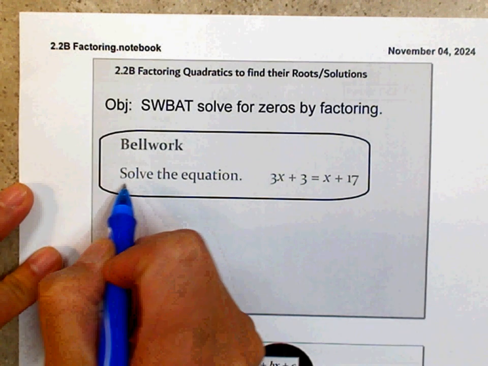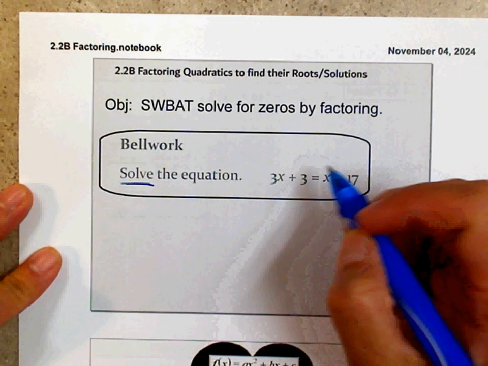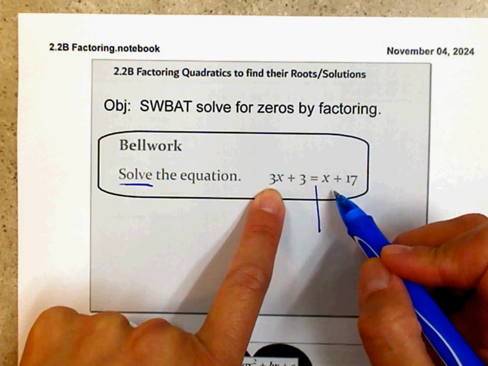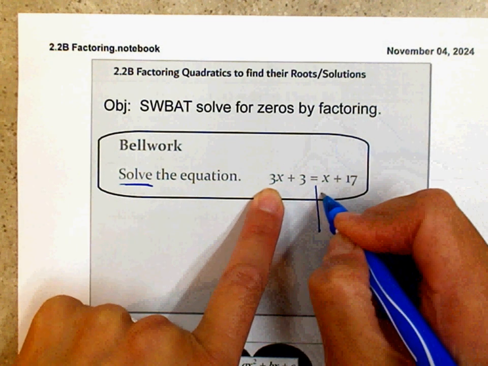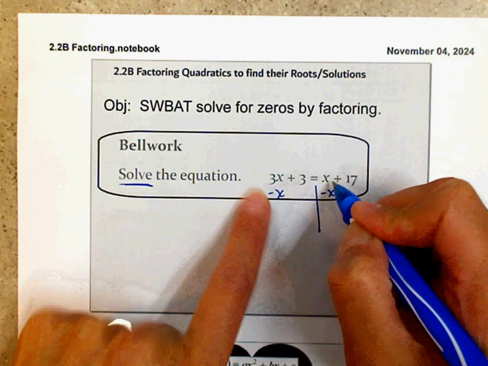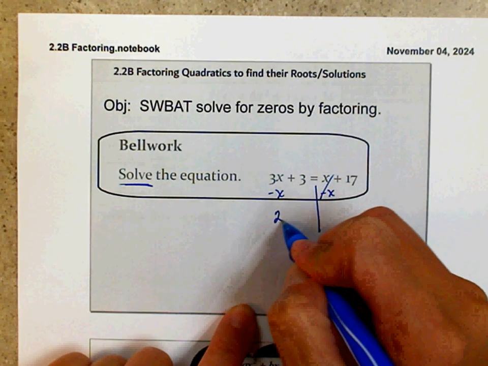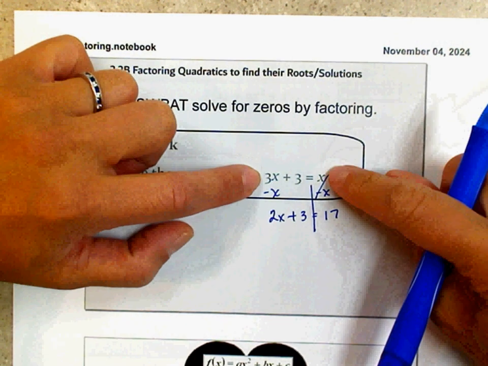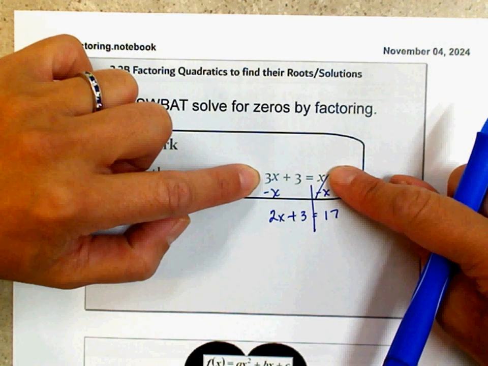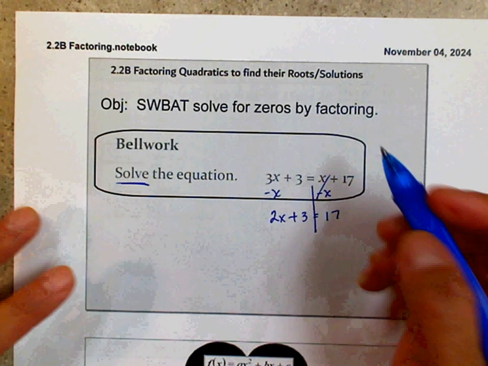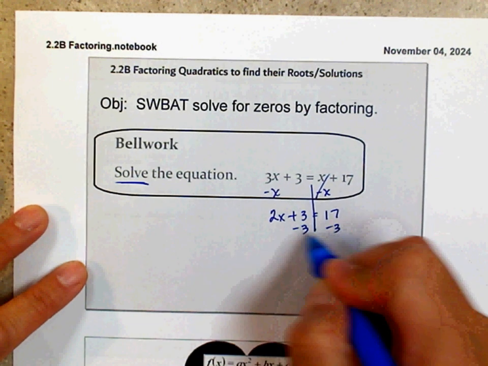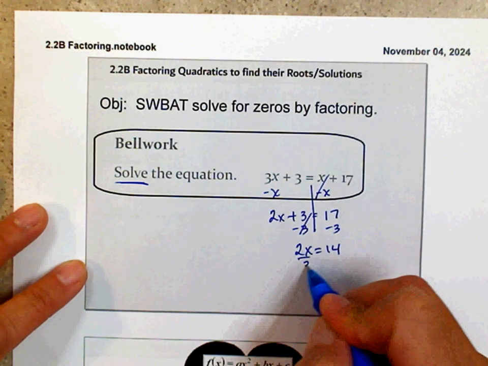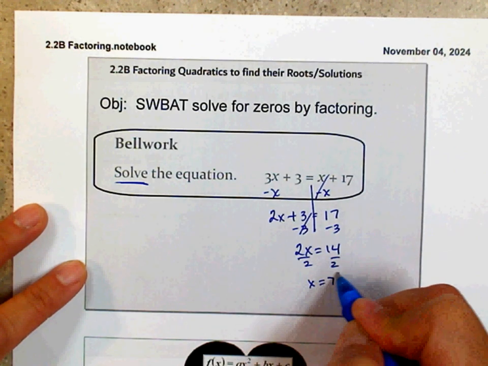It says to solve, so that means to isolate x. First of all, you got x on both sides. Let's go ahead and combine them, and to combine them, I'm going to subtract x from both sides. Cancels out, so you have 2x plus 3 is equal to 17. I've discovered that if you combine the x term first, it makes your life a lot easier. Next, subtract 3 from both sides, so now you have 2x is equal to 14. Divide by 2, x is equal to 7.